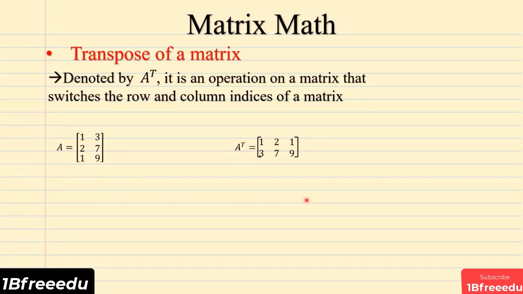And finally, the last operation we're going to look at is the transpose of a matrix. We denote transposes by a superscript capital T, and it is an operation that switches the row and column indices of a particular matrix. So here we have this matrix A, and if you want to get a transpose of it, you would simply swap the rows for columns. So 1 1 becomes a row. Here it's a column, here it becomes a row. 3 7 9, here it's a column, here it will become a row.